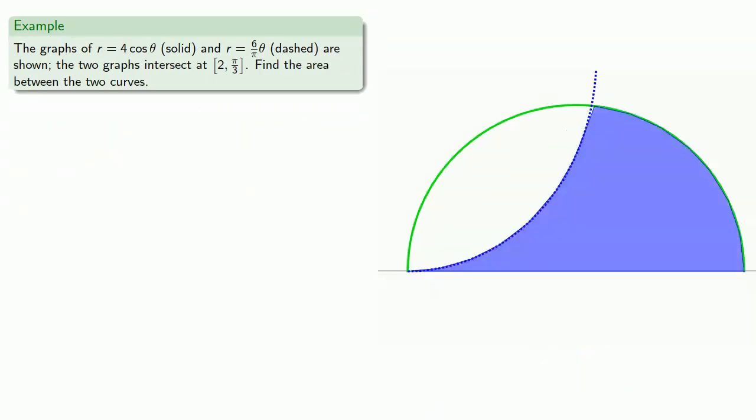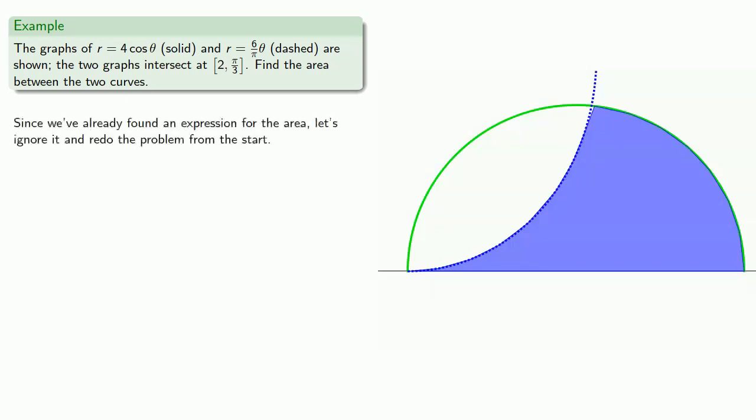So maybe we know that this is the graph of r equals 4 cosine theta and r equals 6 over pi theta. And again, we know that the graphs intersect at 2 pi thirds. Let's find the area between the two curves. Since we've already found an expression for the area, let's ignore it and redo the problem from the start.